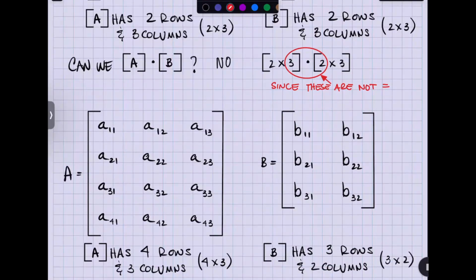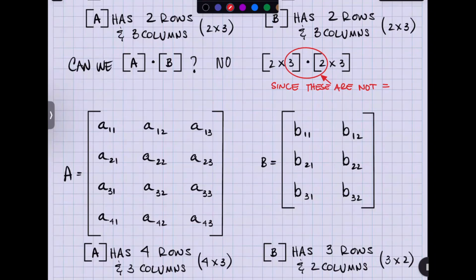Help you out a little bit. Easier to see instead of around the screen. So if you look at this one here, this is a 4 by 3. This is a 3 by 2, right? If I put them side by side, do the two numbers in the middle match? Yes. The resulting size is the outer numbers. So 4 by 3, 3 by 2, 3 matches. That means there's going to be a 4 by 2 that's left over.